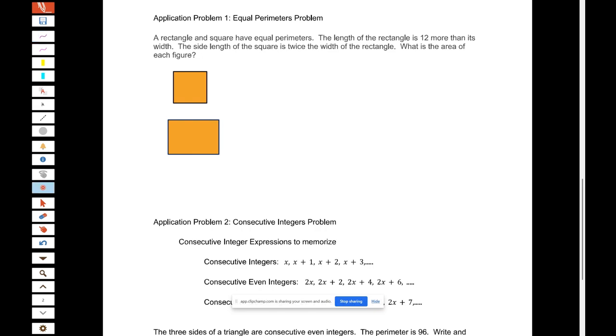So we have a situation where we have a rectangle and a square that have equal perimeters. Remember, perimeter is adding up all the sides. The length of the rectangle is 12 more than its width. Okay, so right now we're talking about the rectangle. And we did translating words to expressions. The length of the rectangle is 12 more than its width. So we're going to use W to represent the width of the rectangle.